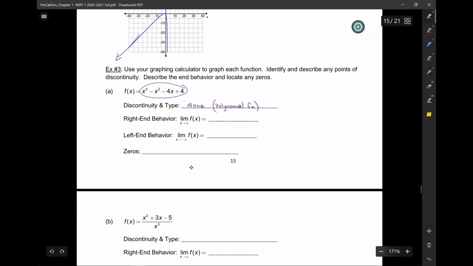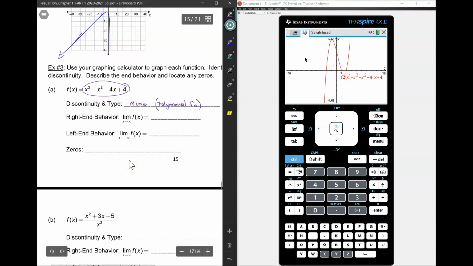All right, so let's take a look at right and left end behavior when we graph. When you take a look at the graph, you see that as you move to the far right, the graph is moving up, so the limit is positive infinity. And as you move to the far left, the graph is going down, so it's negative infinity.